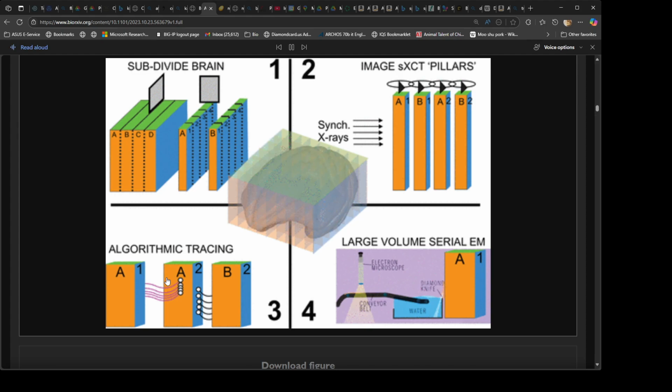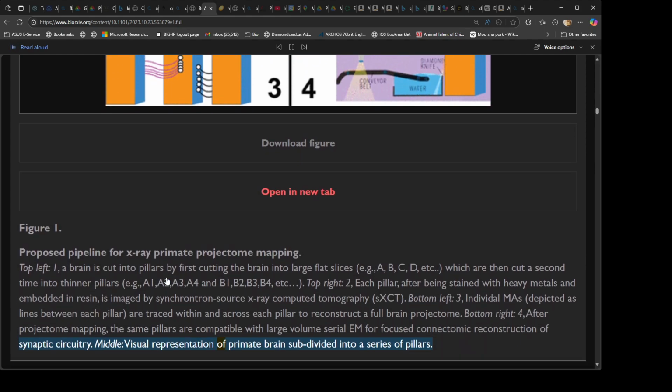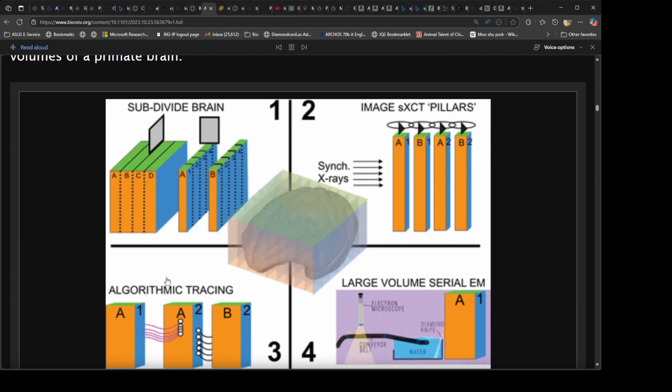Top right, 2. Each pillar, after being stained with heavy metals and embedded in resin, is imaged by synchrotron source X-ray computed tomography, SXCT. Bottom left, 3. Individual MAs, depicted as lines between each pillar, are traced within and across each pillar to reconstruct a full brain projectome. Bottom right, 4. After projectome mapping, the same pillars are compatible with large volume serial EM for focused connectomic reconstruction of synaptic circuitry. Middle, visual representation of primate brain subdivided into a series of pillars.